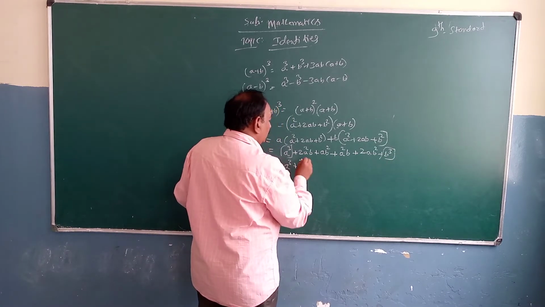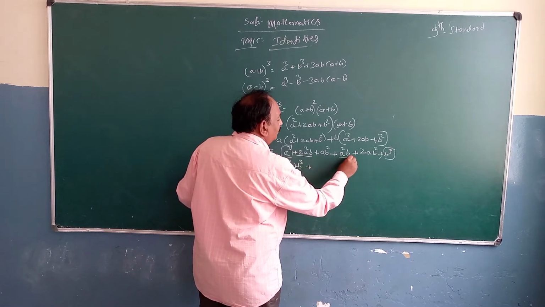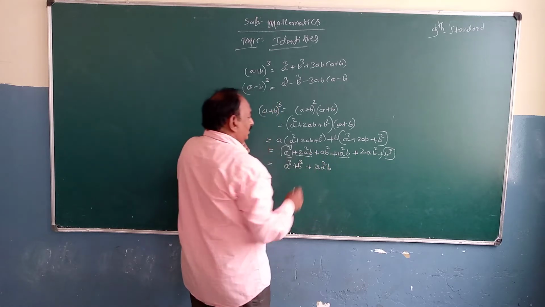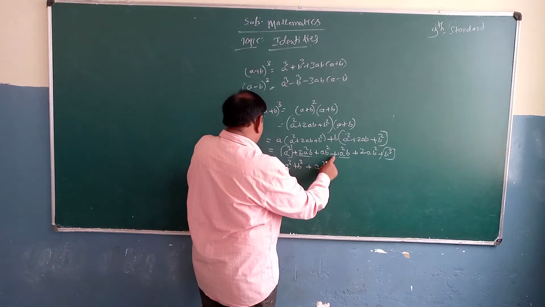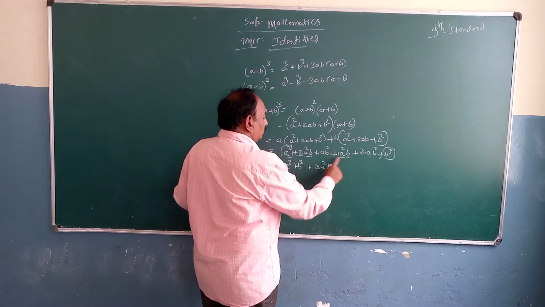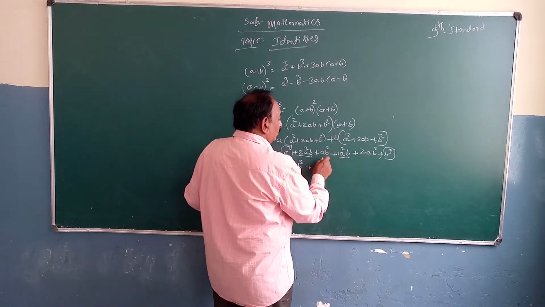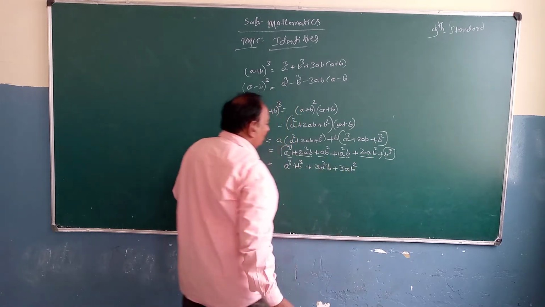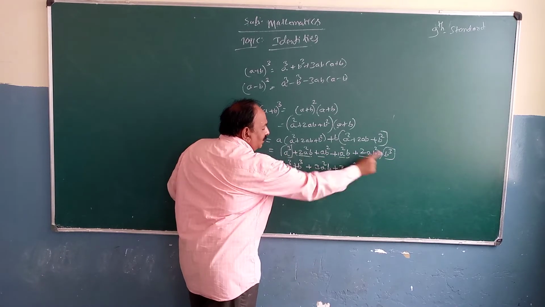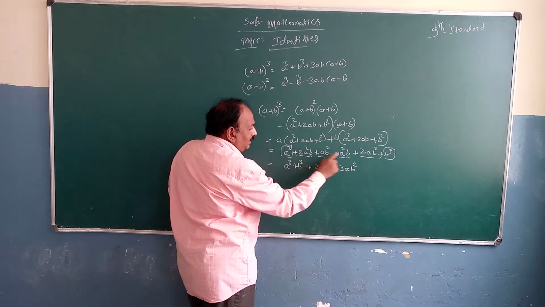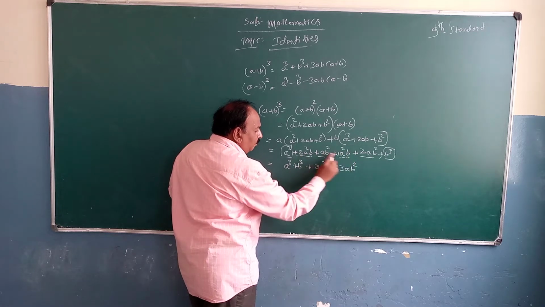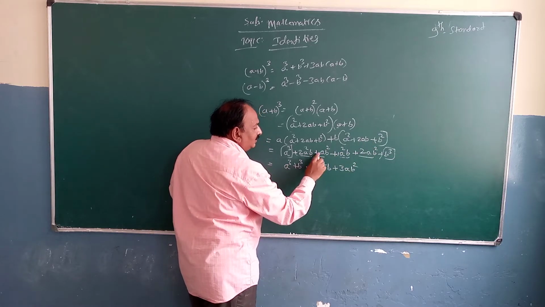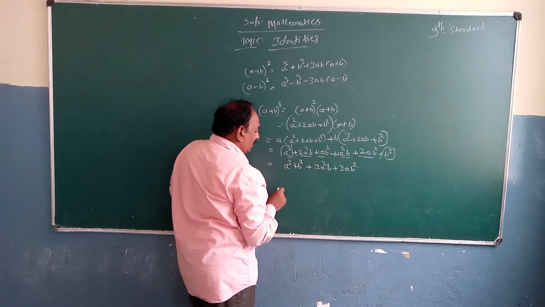Plus 2a square b plus a square b, 2 plus 1, 3a square b. Next, 1ab square plus 2ab square, 3ab square. Repeat: a cube plus b cube, 2a square b plus 1a square b, 3a square b, 2ab square plus 1ab square, 3ab square.